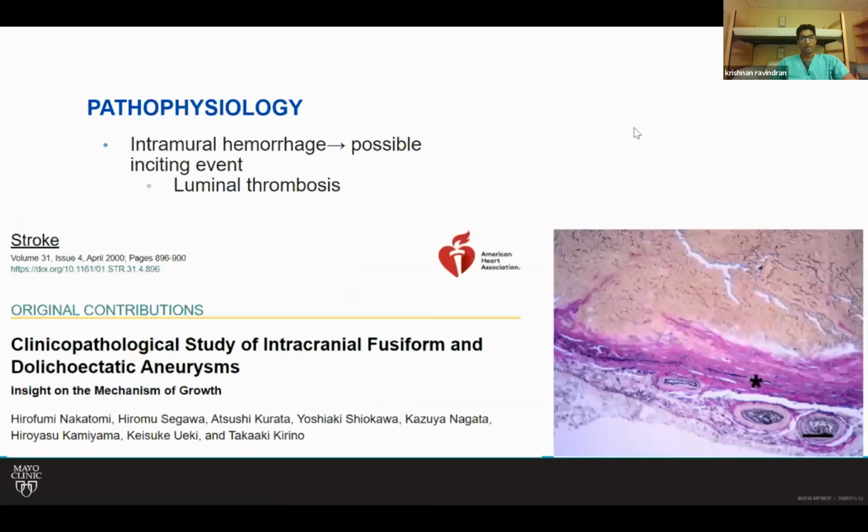The inciting event in VBD patients has not been as concretely described as it has for saccular aneurysms. We have suggested from certain recent Japanese studies, of which this is one of the foremost, although this is now almost more than 20 years old, that an intramural plaque hemorrhage similar to a coronary plaque inciting event may be what results in this luminal thrombosis. You can see here on the histopathology side at autopsy that there's disruption of the internal elastic lamina at this layer, and you can see thickening in the neighboring tunica media as well.